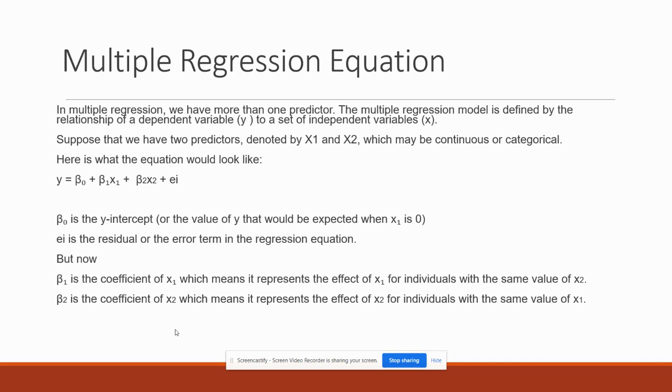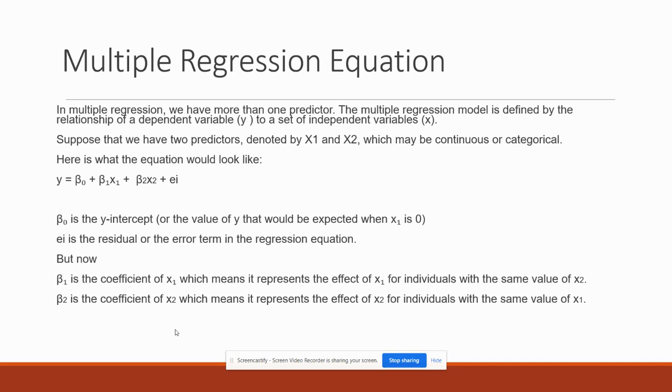So suppose we have two predictors, and I'm going to call them x1 and x2, and they can either be continuous or categorical. Remember, continuous data is data that can have decimals in it. Categorical is data in categories. So here's what your equation is going to look like: Y equals beta 0 plus beta 1 x1 plus beta 2 x2, plus ei. So again, beta 0 is your y-intercept. The ei is the residual, the error term.